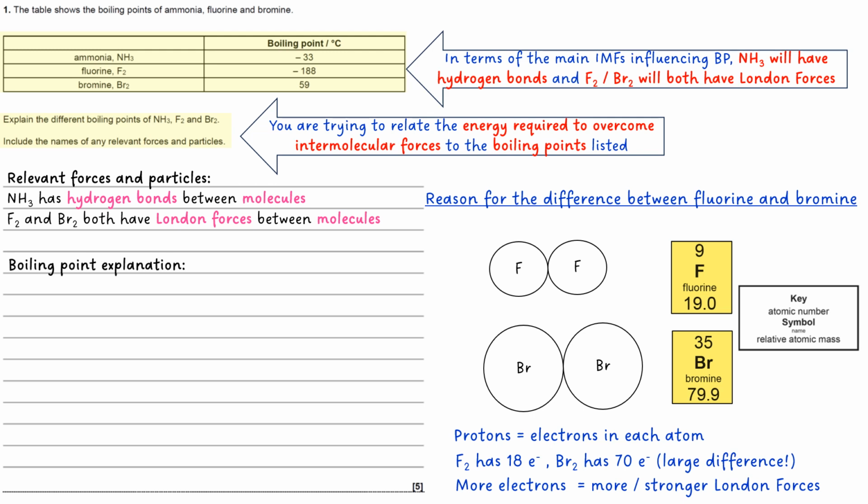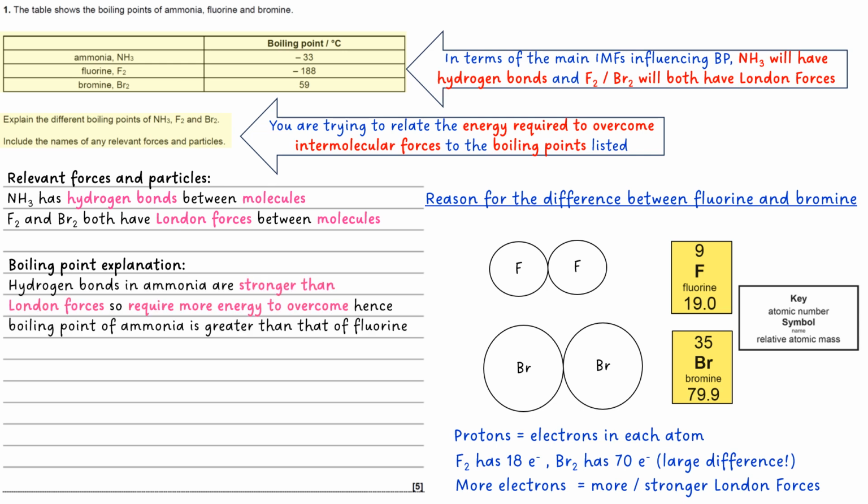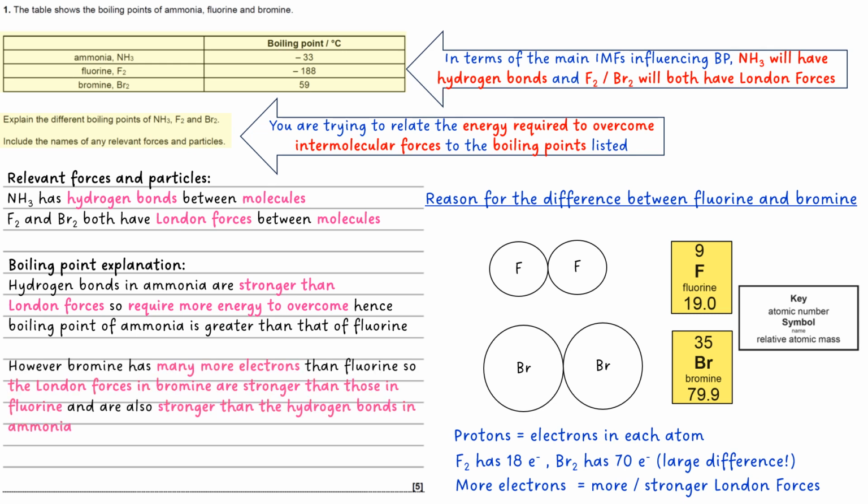Now we tackle the boiling point explanation part. In general, hydrogen bonds are considered stronger intermolecular forces than London forces. So we can state that hydrogen bonds in ammonia are stronger than London forces, so require more energy to overcome. Hence the boiling point of ammonia is greater than that of fluorine. Now coming back to bromine, it's got many more electrons, as we've just deduced, than fluorine, so the London forces in bromine are stronger than those in fluorine.